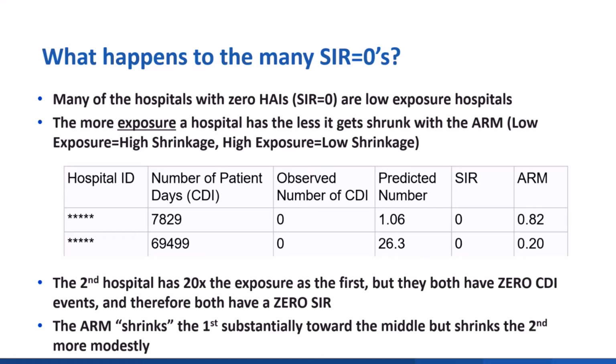They both have an observed count of 0. And like I said, if you have zeros in an observed count, your SIR is going to be 0 every time. And you can see that in the table. However, if we look all the way to the right where the arm is, the arm gives very different estimates. So the arm shrinks that first hospital that has low exposure drastically, substantially. It takes it all the way to a 0.8, which is going to put it somewhere in the middle of the arm distribution. There's a very different effect on that second hospital that has high exposure. The arm gets still pulled to the middle, but the magnitude it gets pulled is much, much less.